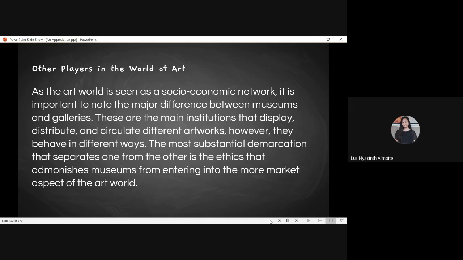As the art world is seen as a socio-economic network, it is important to note the major difference between museums and galleries. So these are the main institutions that display, distribute, and circulate different artworks. However, they behave in different ways. The most substantial demarcation that separates one from the other is the ethics that admonishes museums from entering into the more market aspect of the art world.